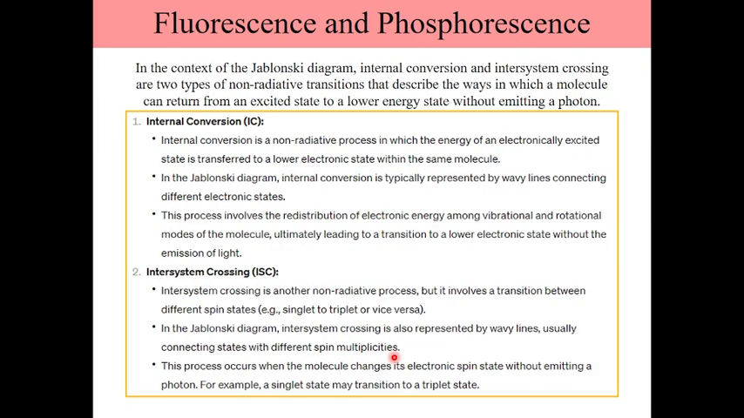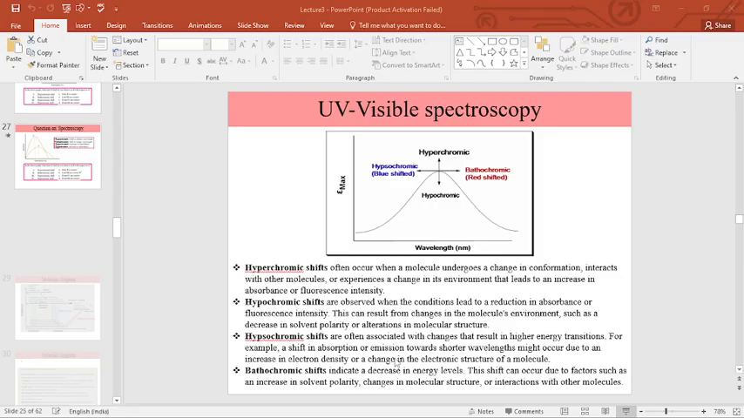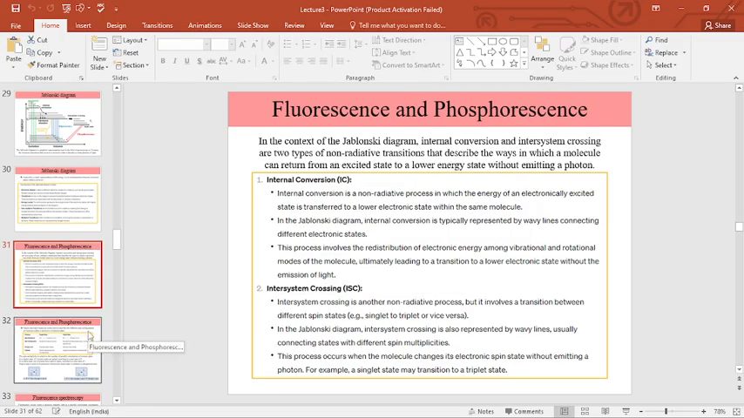Alright, so this is going to give you the difference between fluorescence and phosphorescence. Now, this is also important for examinations. Let us have a look. In the context of the Jablonski diagram, internal conversion and intersystem crossing are two types of non-radiative transitions. So to understand fluorescence and phosphorescence, we need to understand internal conversion and intersystem crossing.